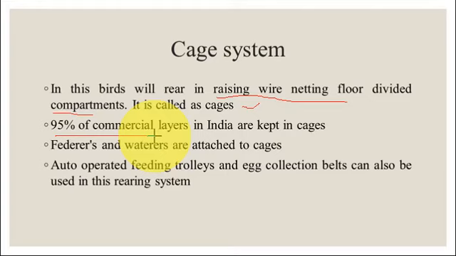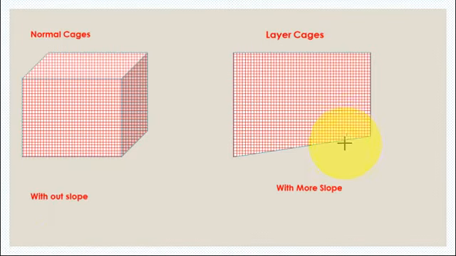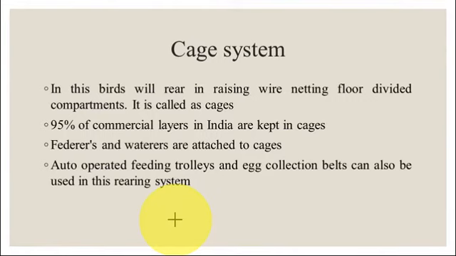In the cage system, we uniformly distribute the feed and water, and there is no chance of soil borne diseases. That's why the cage system is more suitable for rearing layers, and egg collection is also very easy. Why? Because with this slope the egg enters into the tray. Also, if we fit a conveyor belt to the cage, the eggs are automatically collected and enter our own trays.